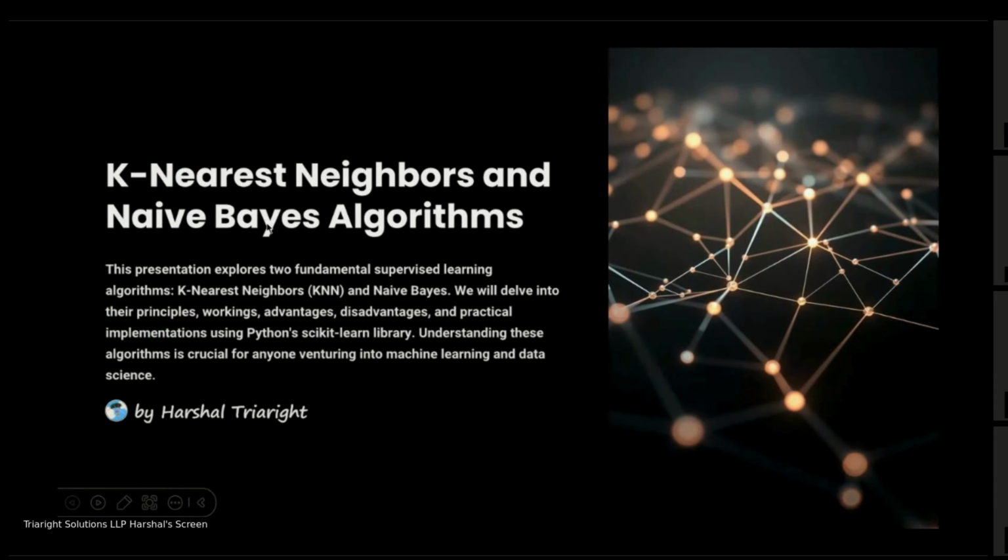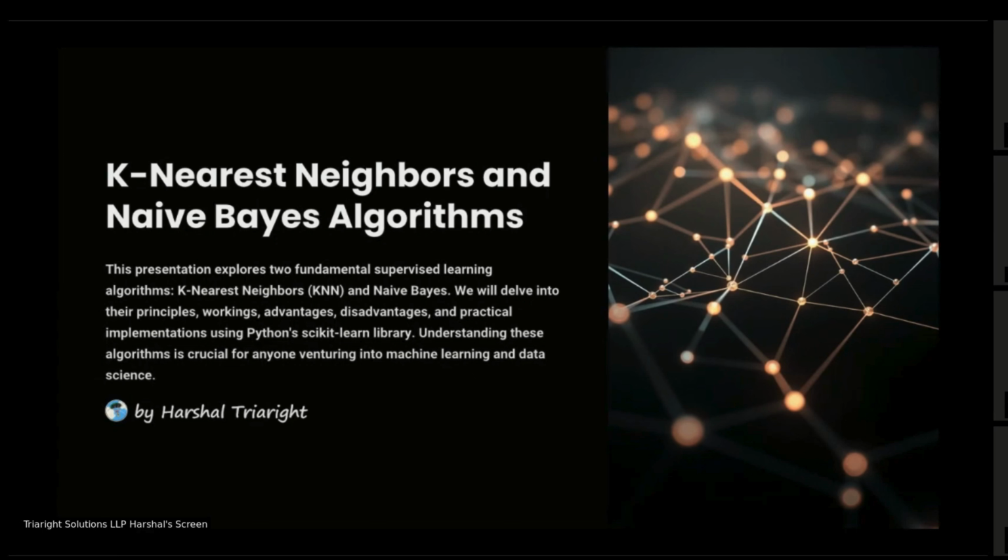So good morning. Now we have to see the K nearest neighbors. So what is K nearest neighbor? The K nearest neighbor is a supervised learning algorithm used for both classification and regression problems. It is a lazy learning algorithm, which means it does not explicitly learn a model during training, but instead memorizes the entire data set and makes the prediction based on the similarity of the new data points to existing ones.